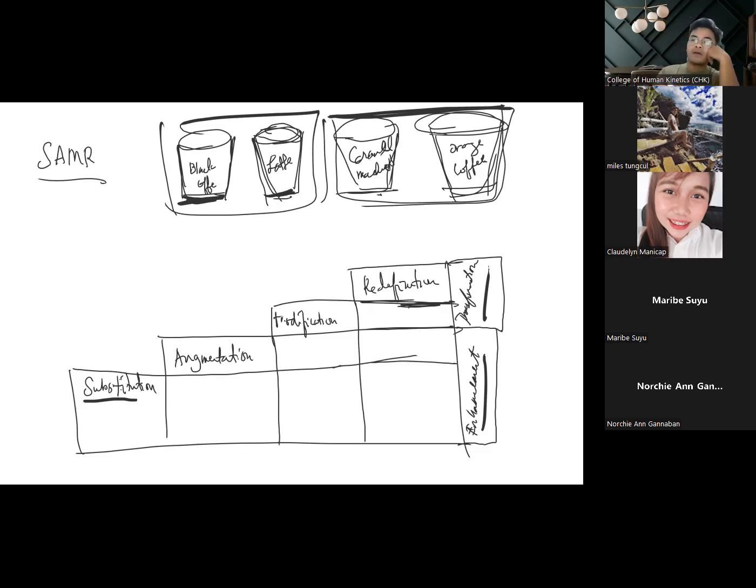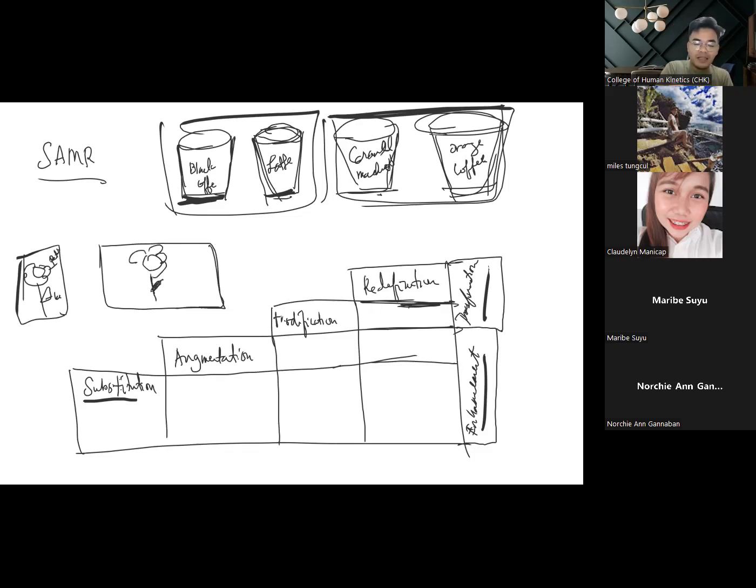So halimbawa, kung ikaw ay gumagamit ng Manila paper, when you present the parts of the flower to your students, tapos gumamit ka ngayon ng PowerPoint, that's simply substitution. So halimbawa, ito yung Manila paper mo, andyan yung parts of the flower, nilagyan mo ng petal, tapos ito yung leaves. So sabi mo, ayoko nang gumamit ng Manila paper, gagamit na lang ako ng PowerPoint. Okay, so ang ginawa mo naman, nag-drawing ka sa PowerPoint mo.